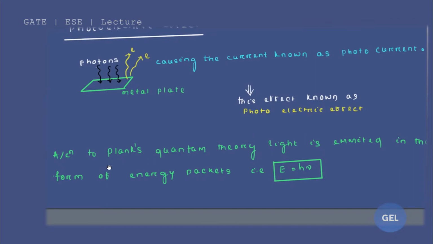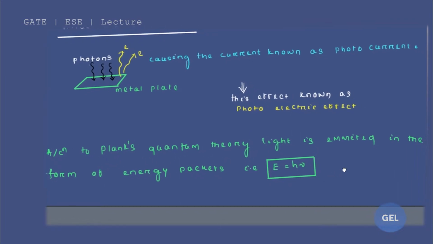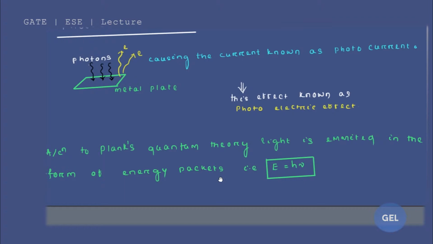According to Planck's quantum theory, light is emitted in the form of energy packets. Planck invented this concept, and it is given as E equals h nu. Energy is proportional to the frequency, and h is Planck's constant, whose value is around 6.63 into 10 to the power minus 34. These things we know, right?